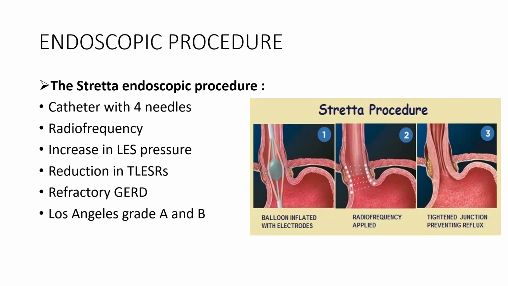This is used for patients who have Los Angeles classification grade A and grade B, and normal esophageal peristalsis and LES relaxation, as determined by manometric evaluation. They should not have a hiatus hernia larger than 2 centimeters or long segment Barrett esophagus.